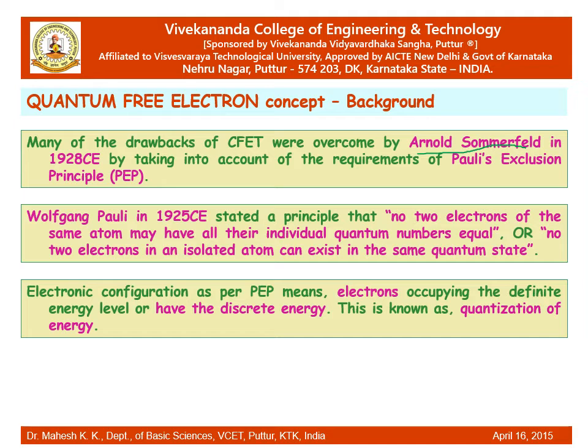He basically considered Pauli's exclusion principle. You know that Pauli's exclusion principle says that no two electrons of the same atom may have all their individual quantum numbers equal. So individual quantum numbers will be different, which means there will be different quantum states. So there is a quantization of energy: the electrons occupy definite energy levels, or they have discrete energy levels. This is known as the quantization of energy.